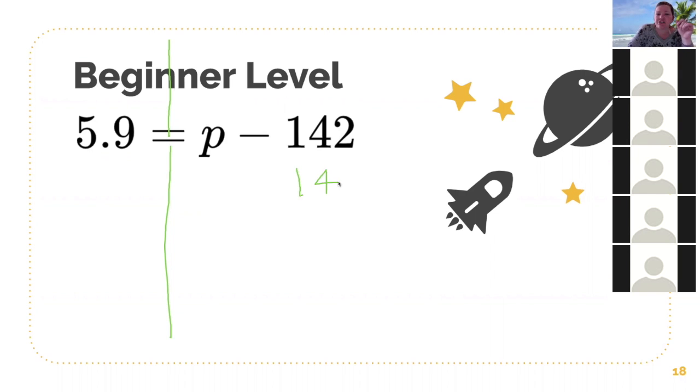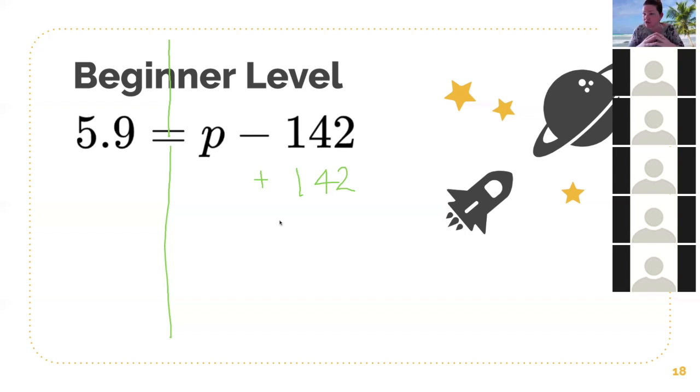Now, as Anastasia just pointed out, that 142 is currently subtracting. We said that we isolate, we solve by using inverses. So I'm going to need to do the opposite of subtraction. What is the opposite of subtraction? Addition. Lovely. I am going to add 142 if I want to get rid of a subtracting 142.